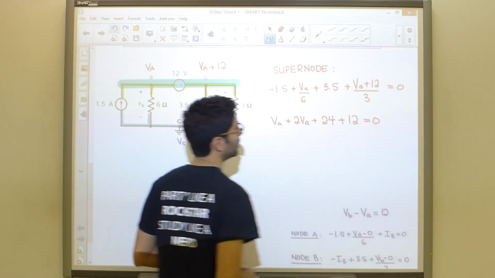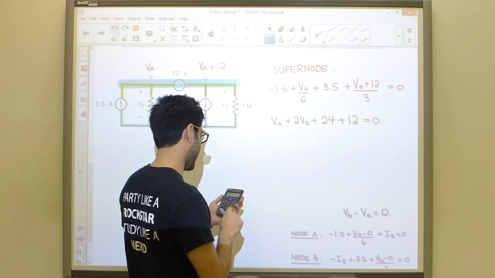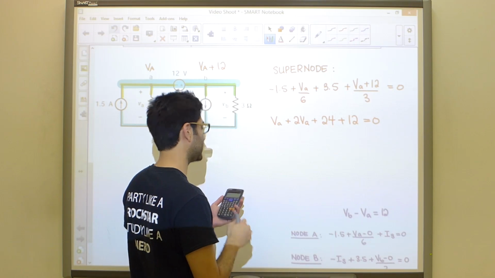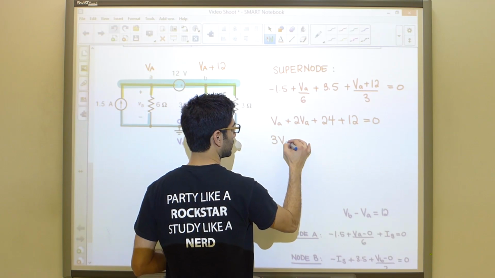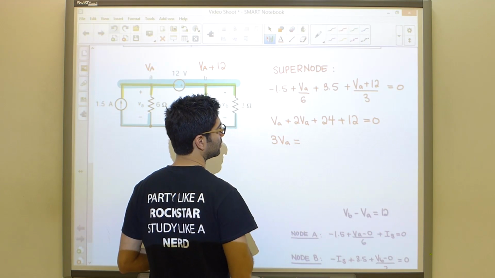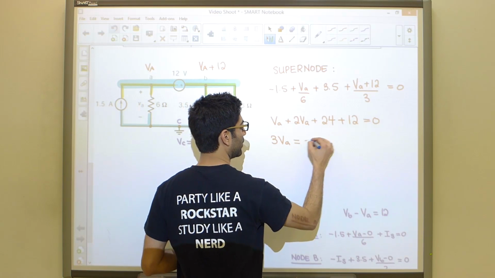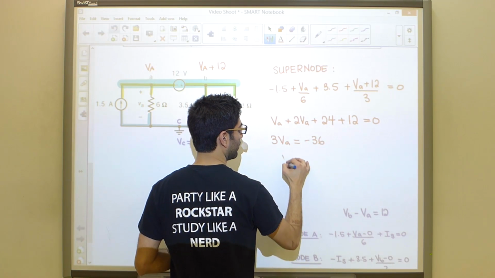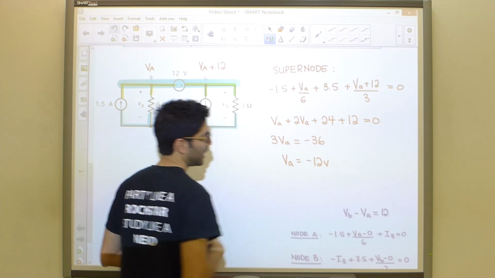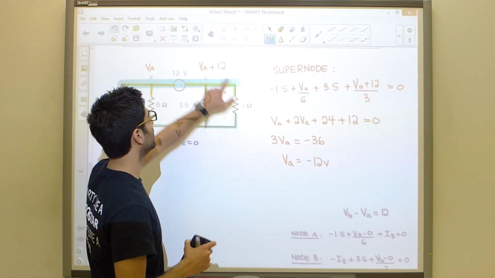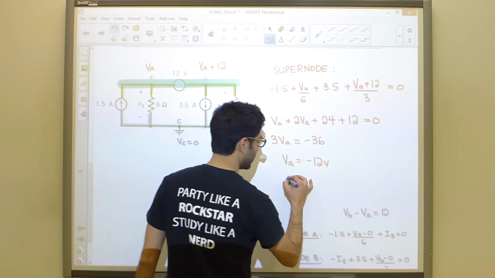So let's make sure we did that right. 3.5 minus 1.5 multiplied by 6 is 12. So we get 3VA equal to negative 36. So VA is going to be equal to negative 12 volts. And if VA is negative 12, then VB is 0 volts.